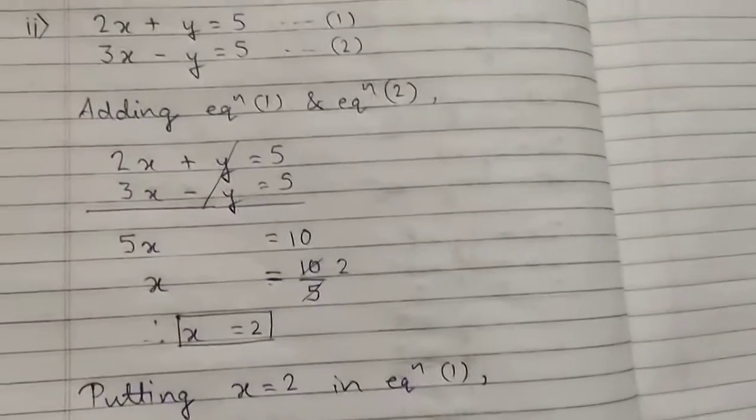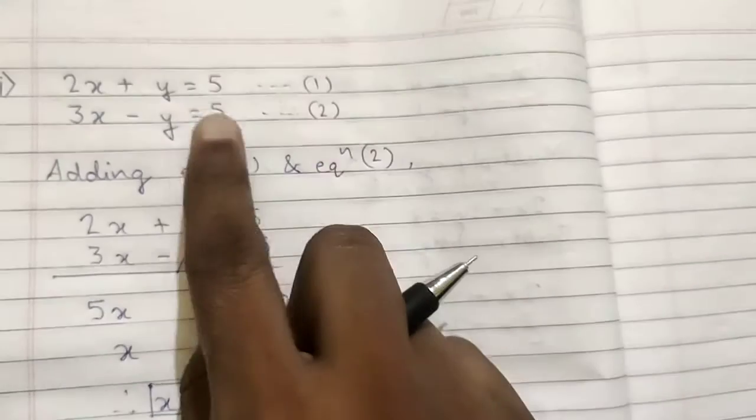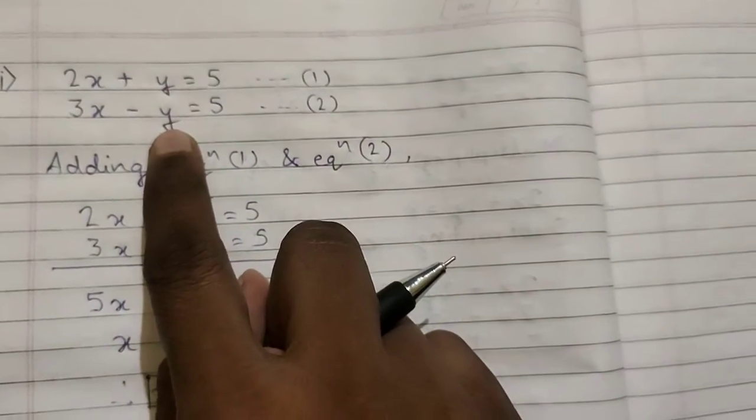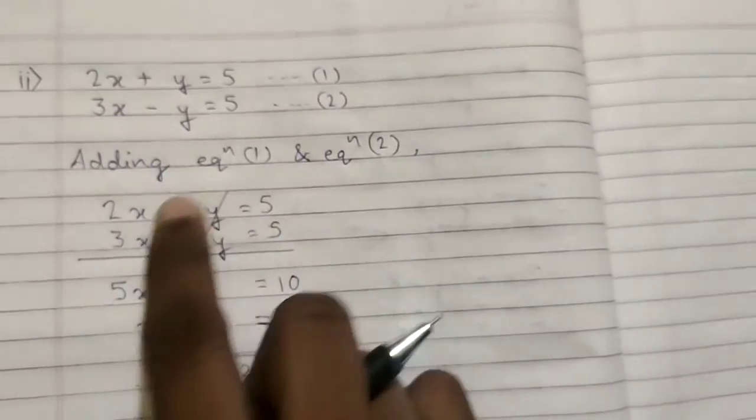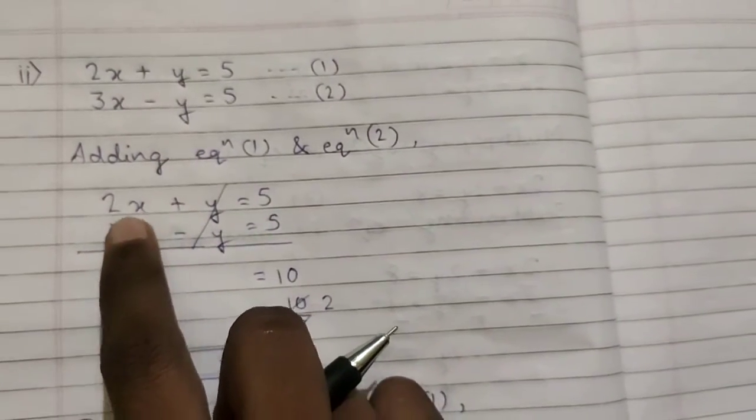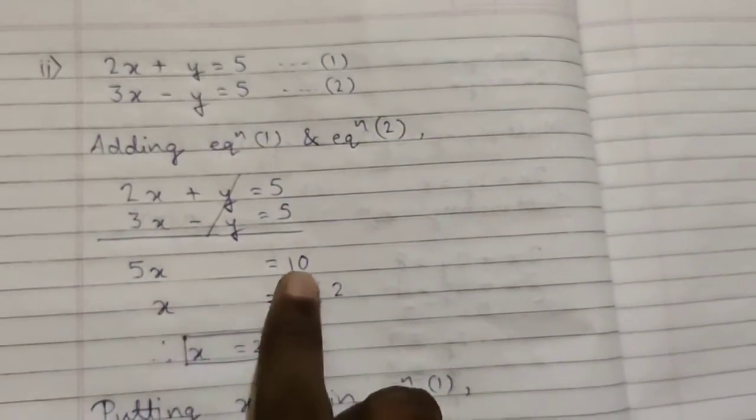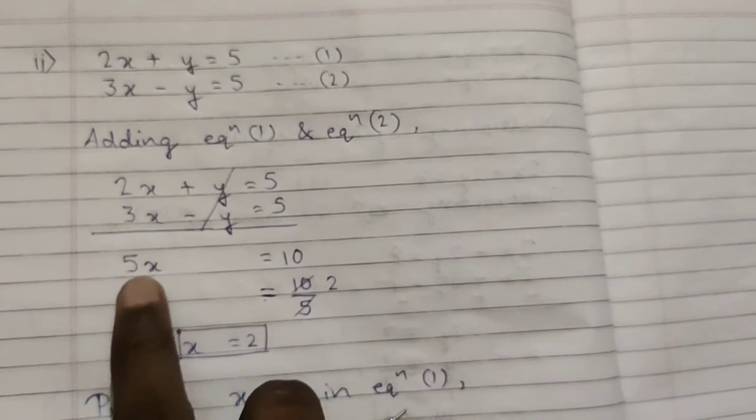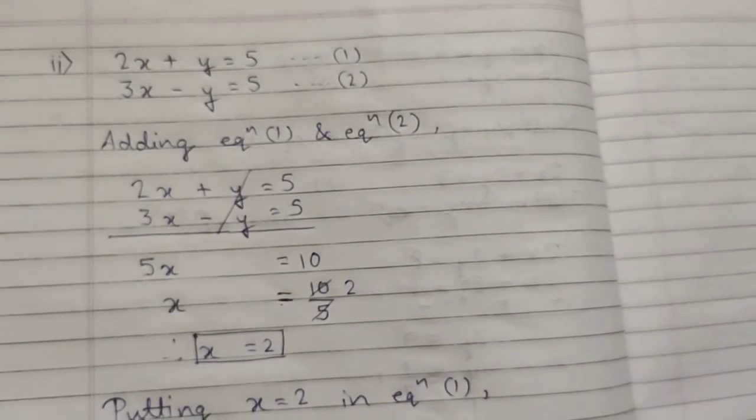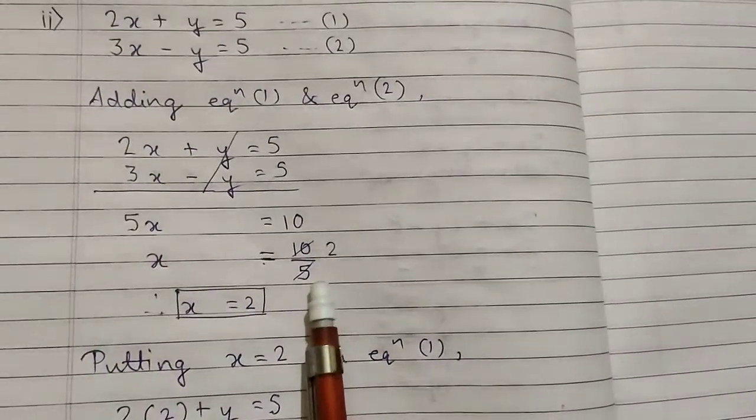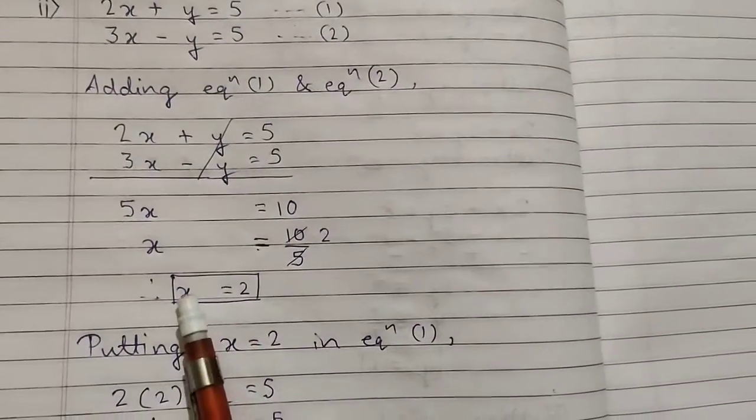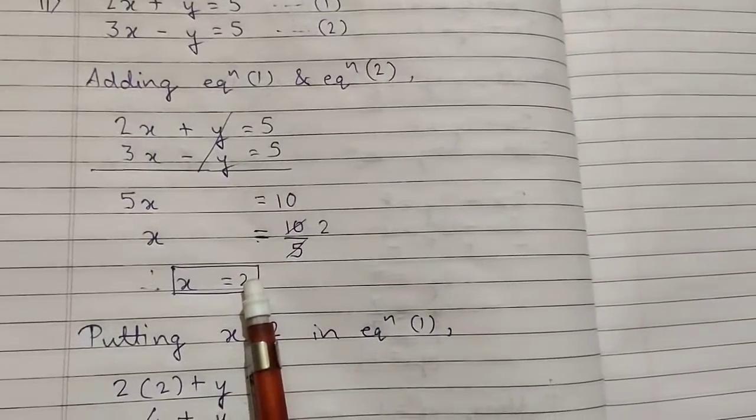Again let me revise. See, in this question we already have the coefficient of y the same, and since it is 1 and minus 1, we are going to add because 1 minus 1 get cancelled. So after adding we got 5x equal to 10, so you will transfer this 5 to the right hand side so that you get 10 upon 5, and you know 5 2s are 10, so you get x is equal to 2.